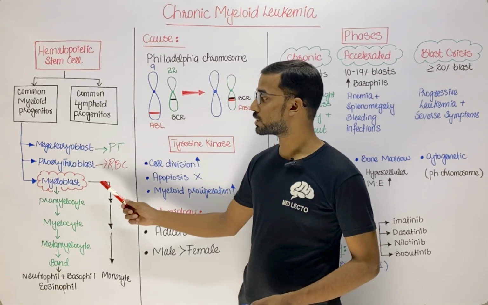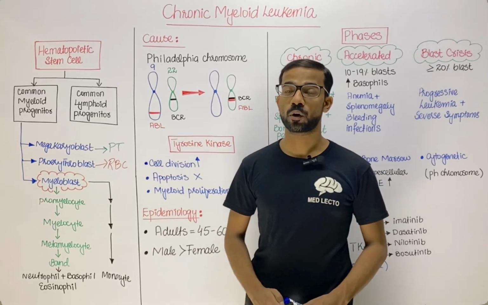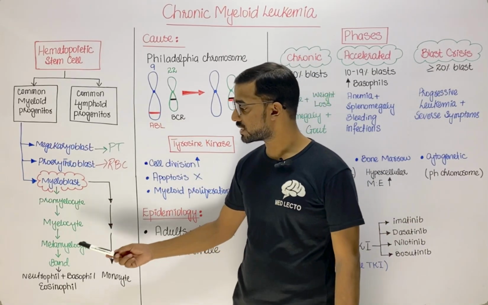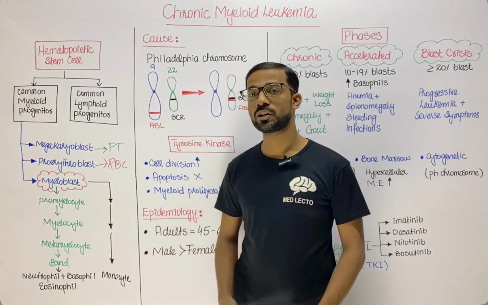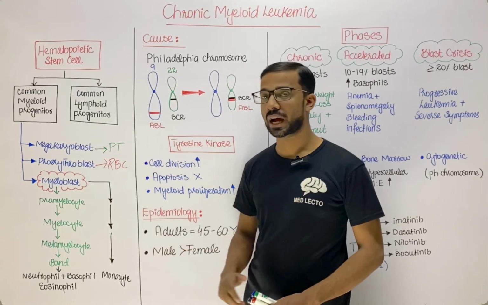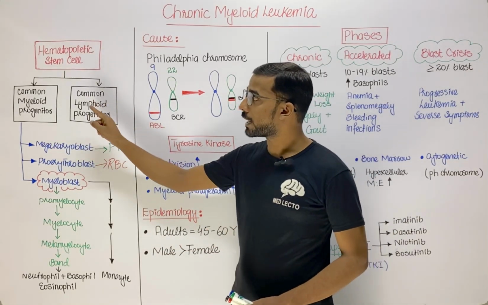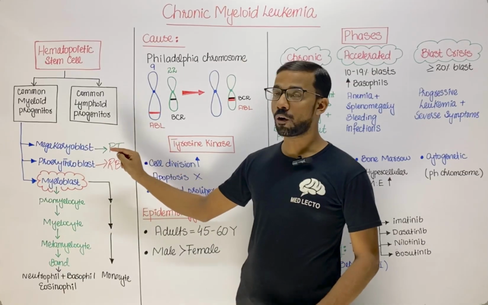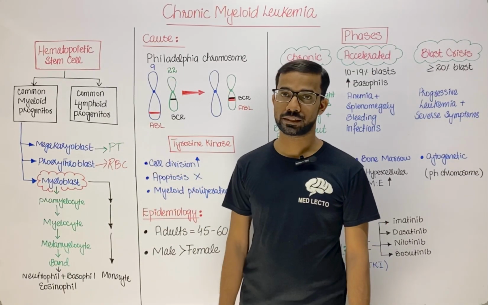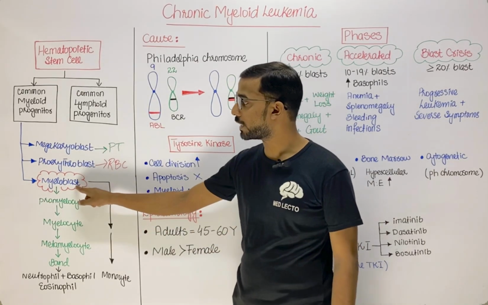Along with that, from the myeloblast you will also see the formation of monocytes. So all these are white blood cells. But the difference is neutrophil, basophil, and eosinophil are granulocytes, while the monocyte is an agranulocyte. So the common myeloid progenitor forms the platelets, red blood cells, and the white blood cells. But the defect starts in this myeloblast.